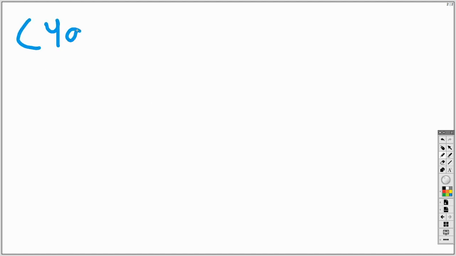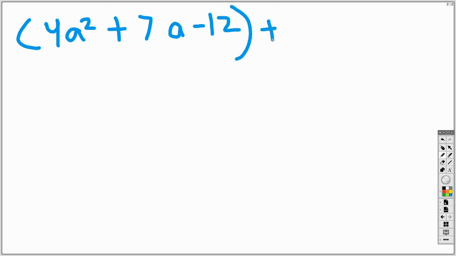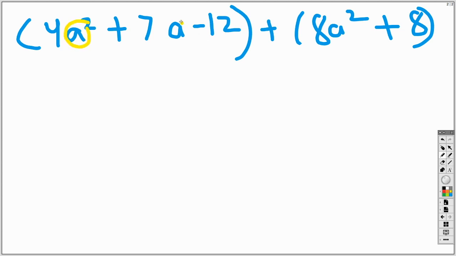So for 8a squared plus 7a minus 12, plus 4a squared minus 8. Okay, so you basically have to see if they are the same variable. Let's identify that first. Okay, yes, this is the same variable, and that's the same variable.